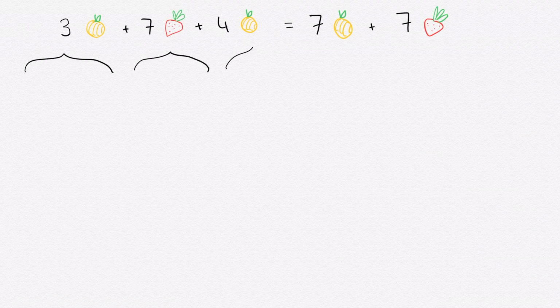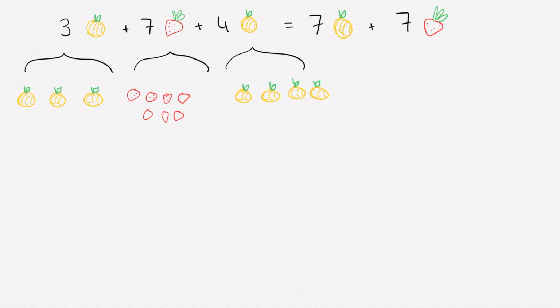So the reason behind why we know this is because we can break down these larger numbers into its smaller component parts. So for example, we know that 3 oranges is equal to 1 orange plus 1 orange plus 1 orange.